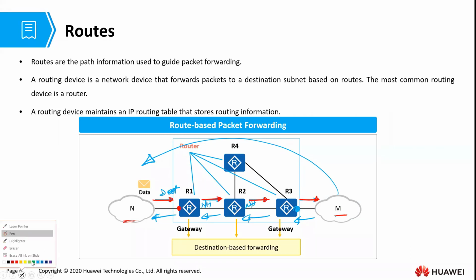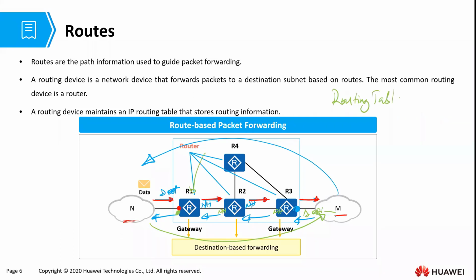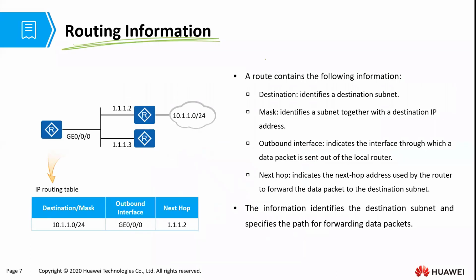But now, for N talking to M, this one is the gateway. This is the next hop. This is the next hop. And this is the what? The destination. Now, these routers have something that we call a routing table. It is the one that contains that information. Are we together? The information that we call the routing what? Routing information. This is the information stored in the routing table.